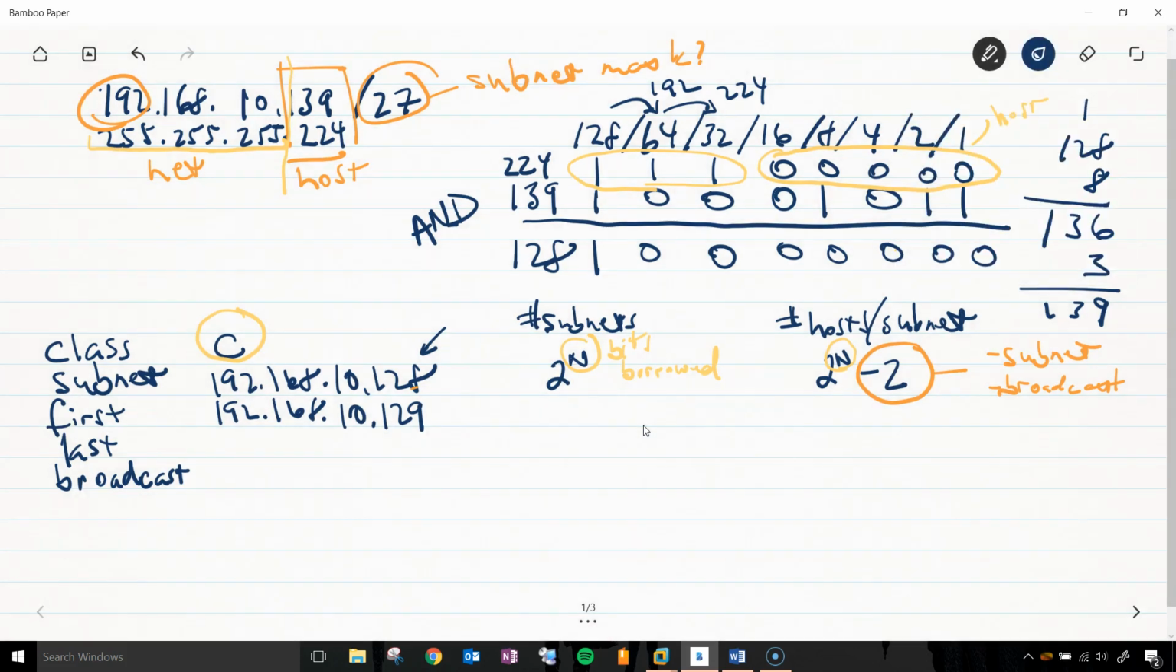Okay, so 2 to the power of n becomes 2 to the power of 3, right? Because 3 borrowed bits. 2 to the power of 3 equals 8. And you can see that there's 3. The next number is 8. Quick way to figure that out: this 2 to the power of n is 1, 2, 3, 4, 5, minus the 2. 2 to the power of 5 is 32, minus 2 equals 30 hosts per subnet.